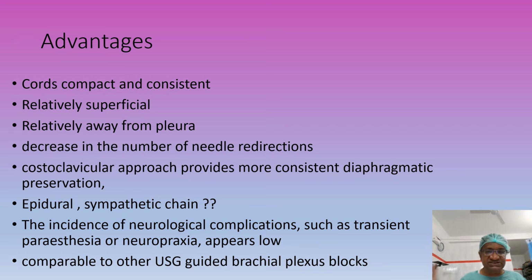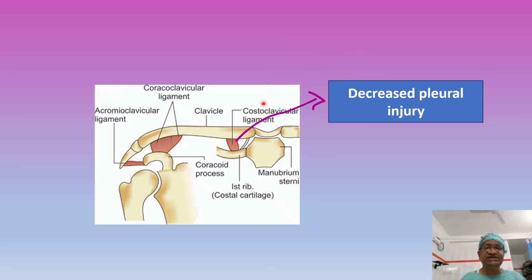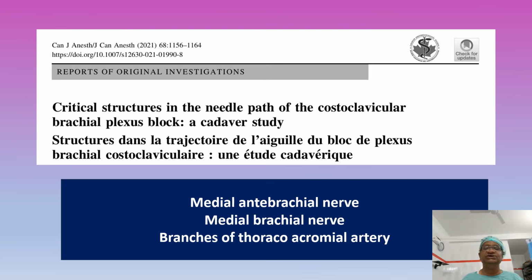Neurological complications? Low. Everything is comparable to other blocks, but epidural is almost nil. Sympathetic chain is nil. Diaphragmatic preservation is excellent. Yes, it's as a bundle, three cords. The important problem is if the nerve has escaped before the cords, then it may not be blocked. That's the problem with supraclavicular, suprascapular nerve and the shoulder surgery and costoclavicular. So you see, there is something called costoclavicular ligament also. It may also prevent the injury.